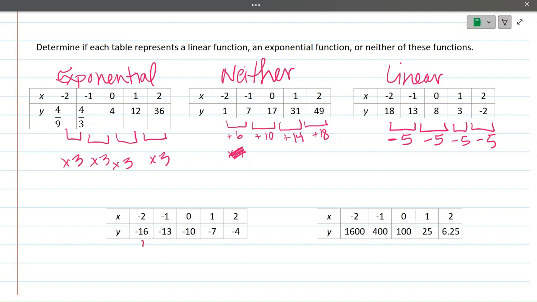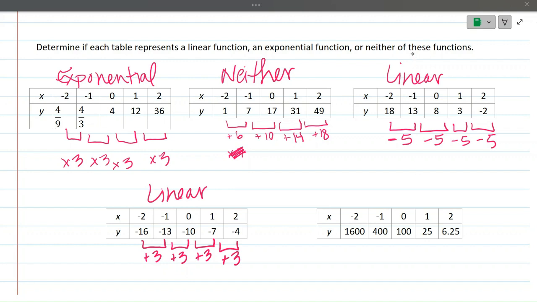Here we go again. We are going from -16 to -13. That's actually getting bigger, right? Because we're getting closer to 0. -13 to -10, we're getting bigger by 3s. We're growing by 3 here. We're going by 3 here again. This is also a linear function with a slope of +3.